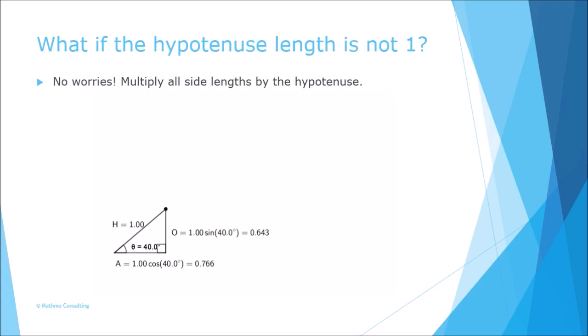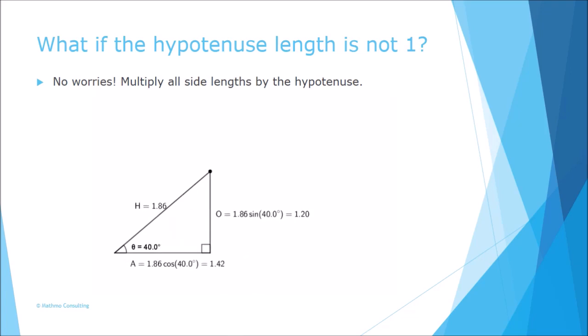Now, of course, not all triangles have a hypotenuse of length 1, but don't worry, we can just scale the whole triangle up and down as necessary. So if we want the hypotenuse to be 3 times as big, then the other side lengths become 3 times as big as well.